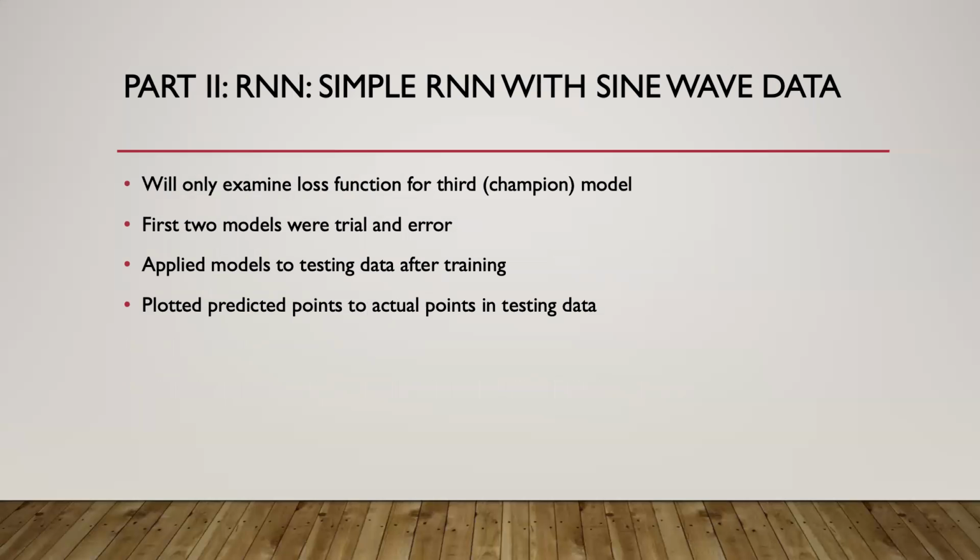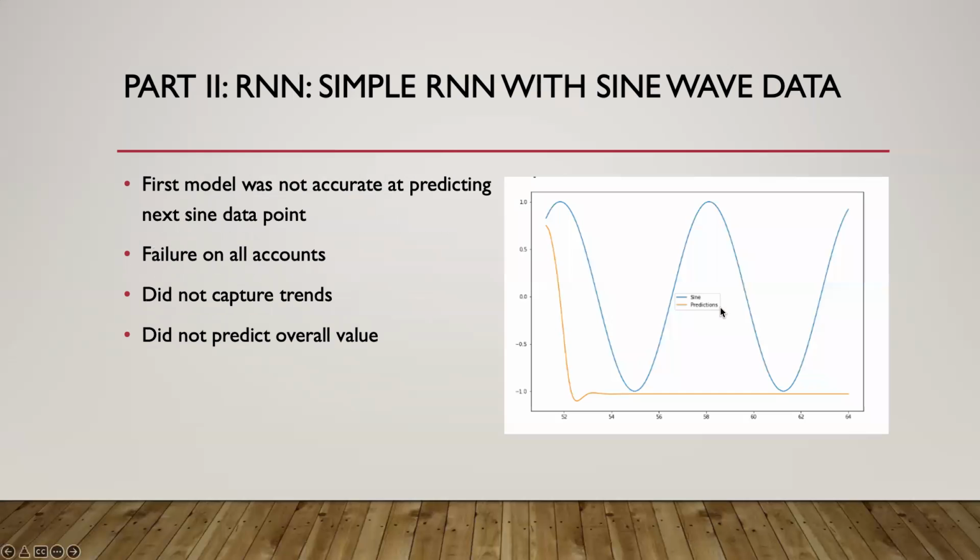After I applied the training data to them, I would use the testing data to see how they performed, and I plotted those. So here are the predictions versus the actual data for the first model. As you can see, it was not accurate at all. I'm not really sure what happened on this because I haven't seen anything like this in the similar assignments we've done. So it's just a failure on all our accounts.